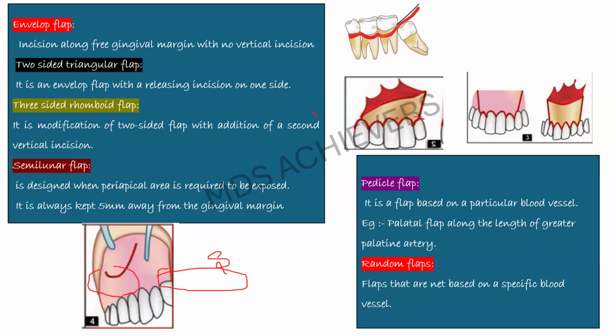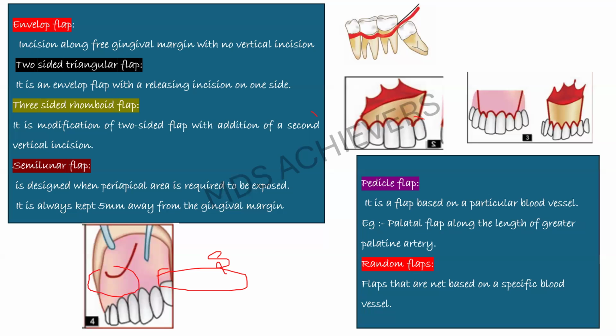Also, suppose there is an infection only in the apical region. Thereby we can just create a semilunar flap, remove the bone, and relieve the infection with drainage procedures.